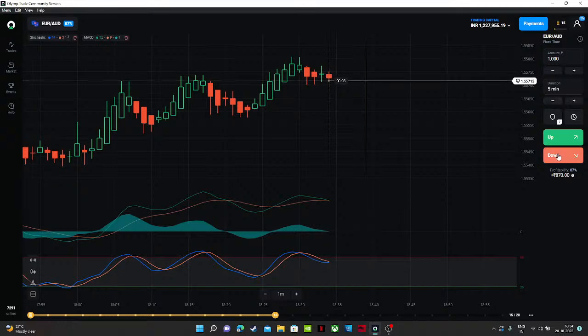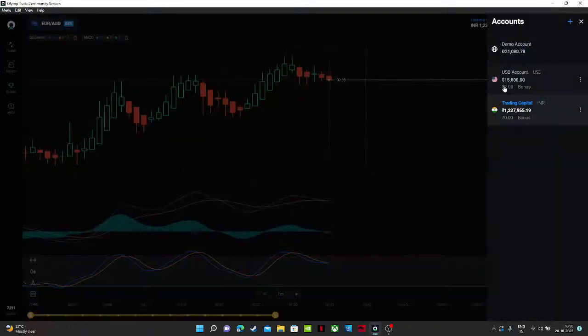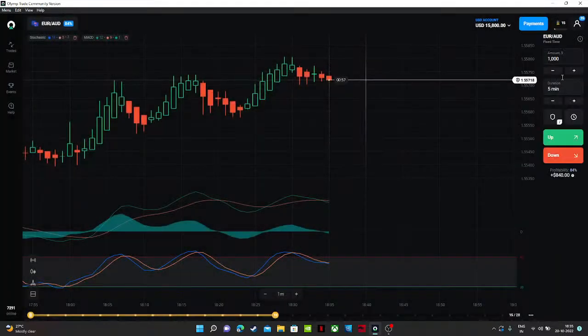So we can open a downside trade here. I will open a downside trade for 10 US dollars for 5 minutes. Let us try to find more entries.